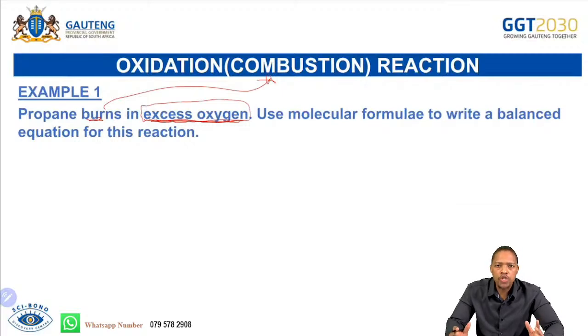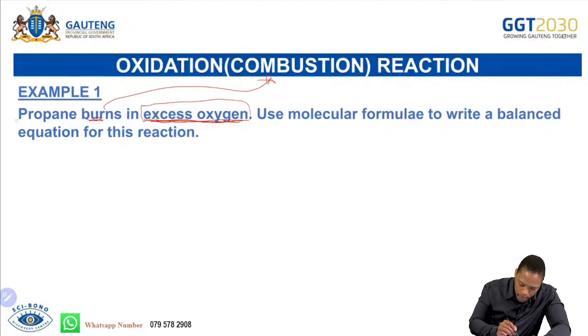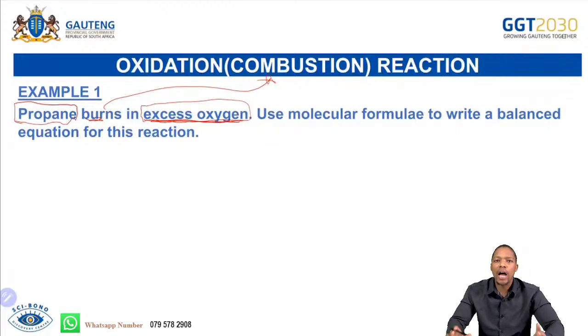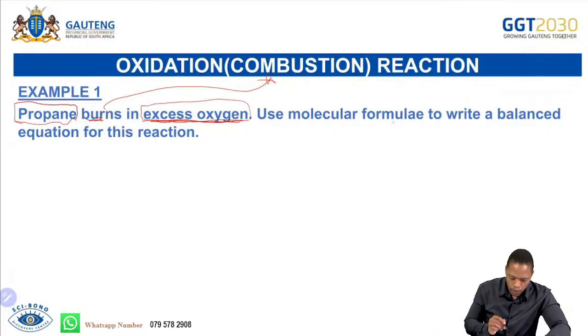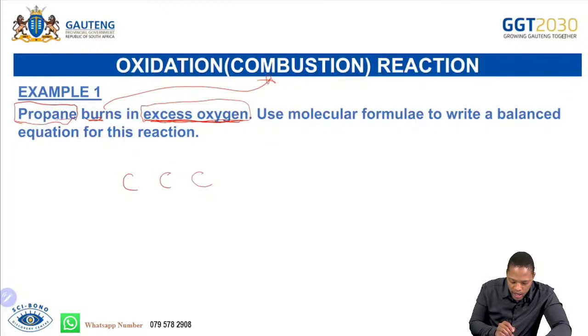So what do you do as a grade 12 learner then? The first thing I want you to do, grade 12, is go to the hydrocarbon. There's the hydrocarbon they are talking about. It's propane. The first thing I want you to do is draw the structure of the propane. Why are we drawing the structure? Because they said molecular formula. I'm going to show you very quickly here. First thing, let's draw propane. Propane is prop, that's 3 carbons. 1, 2, 3.